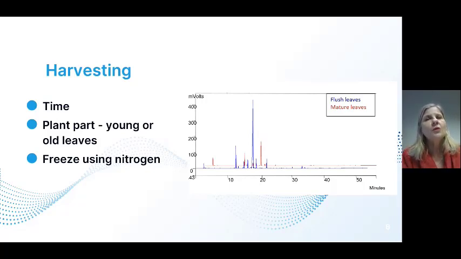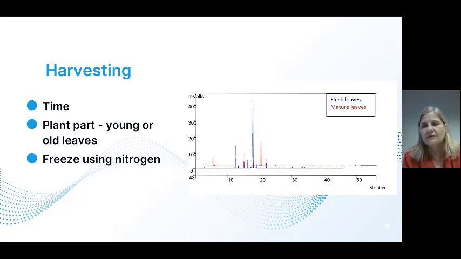Then the next step is, which plant part are you going to use? You can use either the flowers or the leaves or the fruit or the roots. But if you decide on a plant part, you have to use that plant part throughout. What is even more important, if you decide on a plant part, say for example you decide you're going to use leaves, then you could have either young leaves or old leaves, and that will make a big difference on the results that you get.